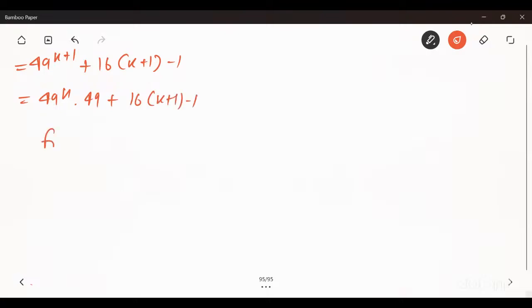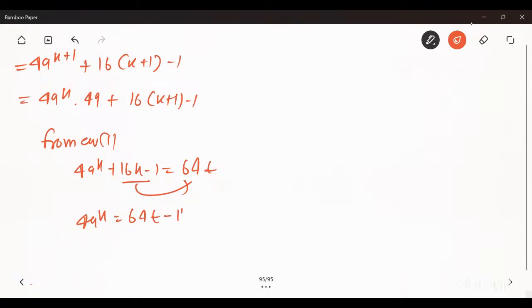Now from equation first, what we have taken: 49 to the power k plus 16 to the power k minus 1 equal to 64t. t means any number. So if this term comes to the right hand side, 49 to the power k equals 64t minus 16 to the power k plus 1. So in place of 49 to the power k, you can put this value. So (64t minus 16 to the power k plus 1) into 49 plus 16 to the power k plus 1 minus 1.